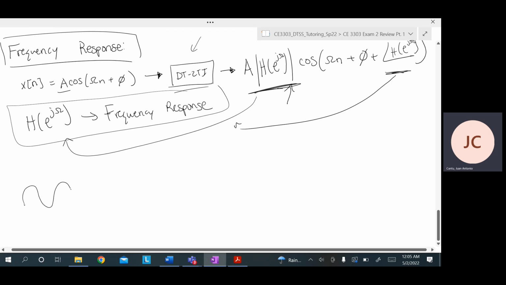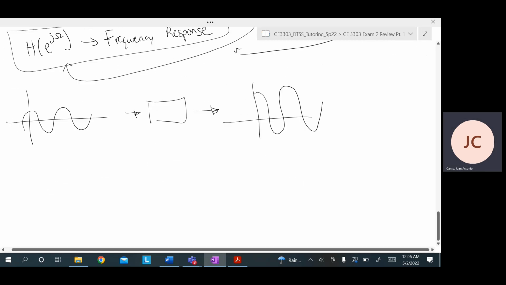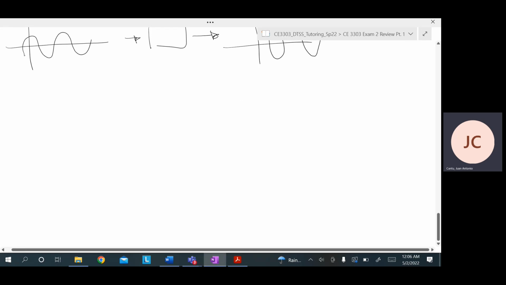So if I have some sinusoid like this, and I put it through a system, the phase could shift. So now maybe it looks like this, and maybe the magnitude increased as well. So we still get the same sinusoid-looking function out, but the magnitude has increased and the phase has shifted. The details of the phase shift and the magnitude change are all encompassed within this frequency response function. So now let me go ahead and define what this frequency response is.